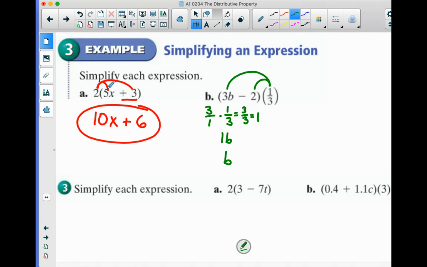Now we're doing -2, or -2 over 1 times 1/3. -2 times 1 is -2. 1 times 3 is 3. So it comes out to -2/3. So 1b minus 2/3. But we're too cool, so we're just going to write it as b minus 2/3.